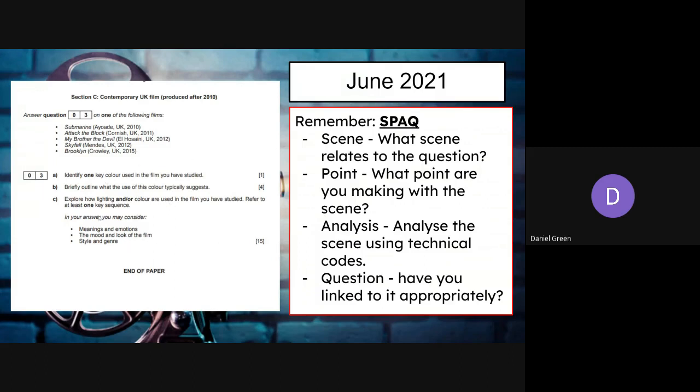And it tells you what to talk about when it comes to that lighting and colour, meanings and emotions, mood and look of the film, style and genre. Mood and look of the film is lovely because you can talk about the dark lighting, the low-key lighting, and how it links to the Nolan-esque dark cinema. Meanings and emotions, does the colour mean? What does it display? And also style and genre.